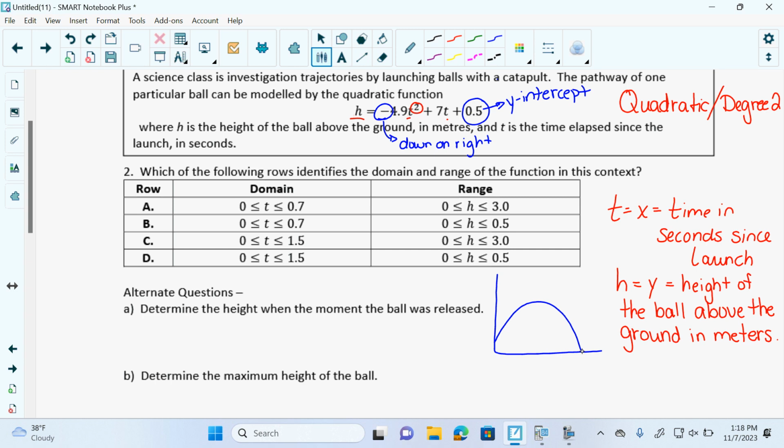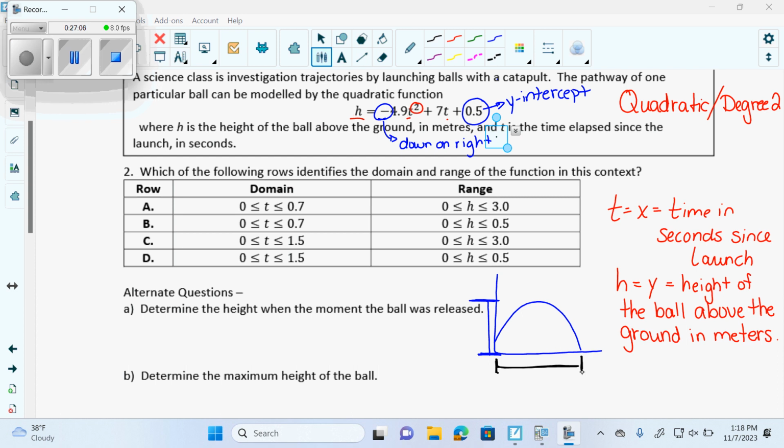Negative height. That catapult isn't going into a swimming pool, right? You're not putting the ball in the swimming pool, it hits the ground, it stops. We agree? So we want the domain and range from here. I need to find my lowest y to my highest y, and then my lowest x to my highest x. So you guys try and figure that out. Is it A, B, C, or D? Go. Using your calculator. Typing it in.